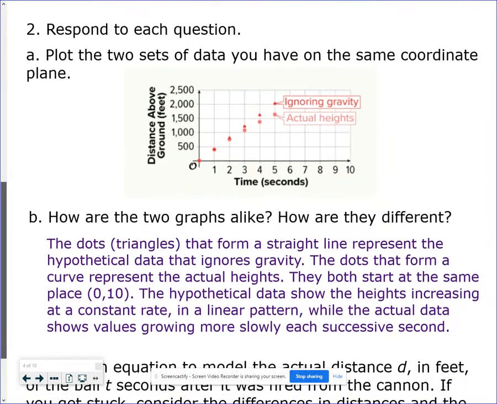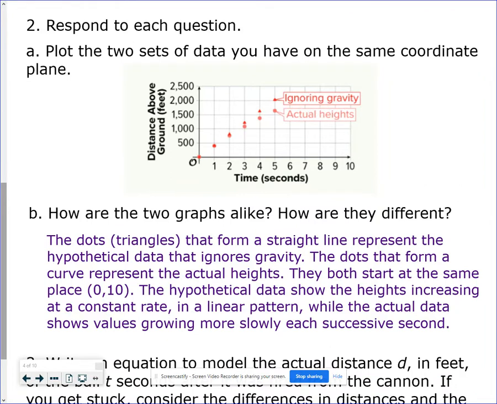Here's the graph. The actual heights are the round circle dots, and the triangles are the ones that are ignoring gravity. You can see that those two are getting farther and farther apart because gravity is starting to slow that cannonball down. Now remember, this isn't the path that it's flying. This is just graphing out the heights that it has.